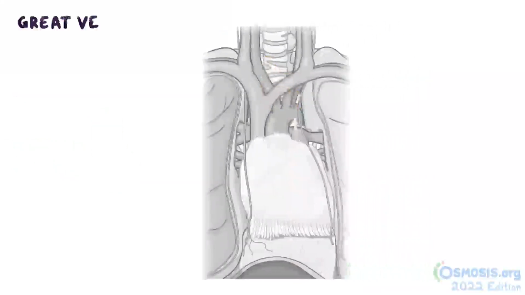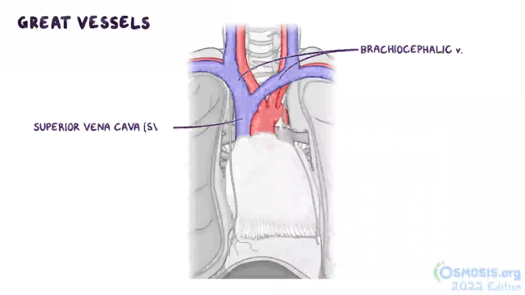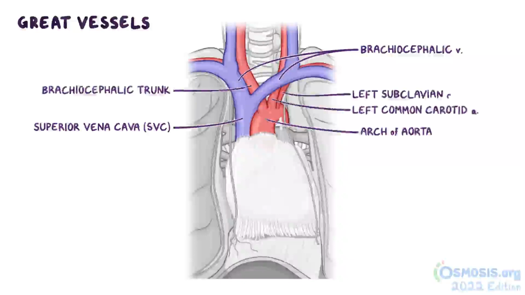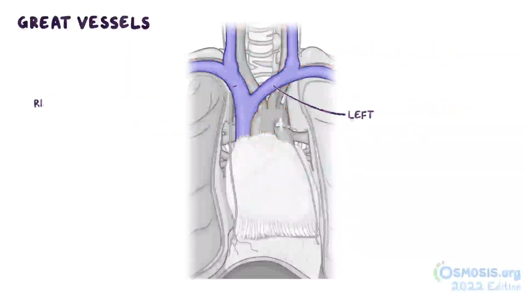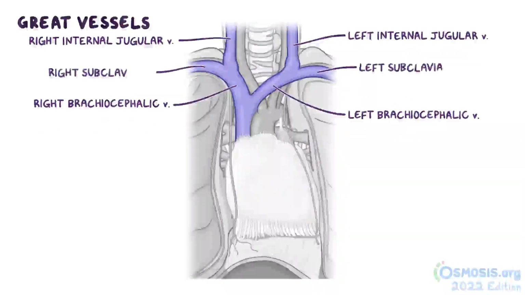Next up, there are great vessels. First, we have the veins, which include the brachiocephalic veins and the superior vena cava, or SVC, as well as the arteries, which include the arch of the aorta and its major branches, the brachiocephalic trunk, left common carotid artery, and left subclavian artery. Let's take a look at this picture and identify the left and right brachiocephalic veins, which form posterior to the sternoclavicular joints by the joining of the internal jugular and subclavian veins.